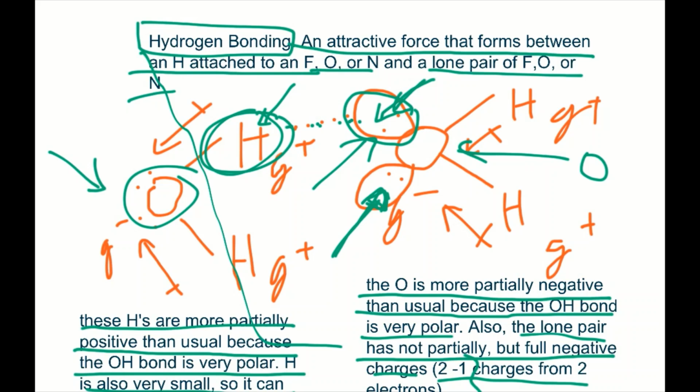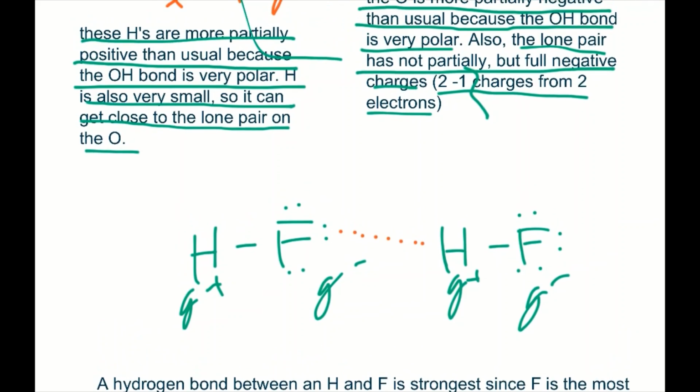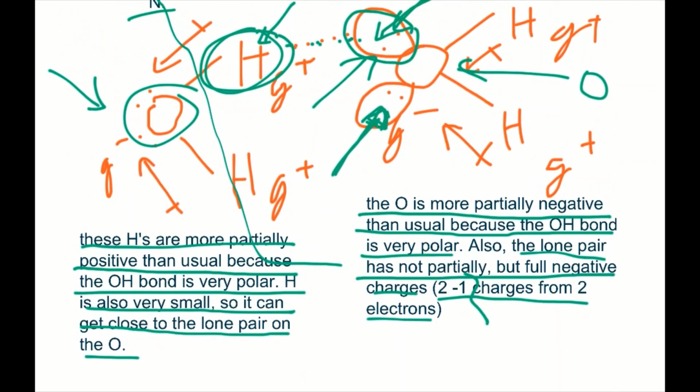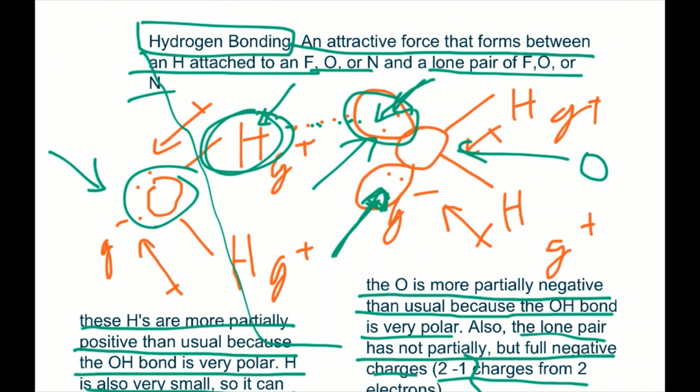the magnitude of the negative charge is quite high, especially for something like a lone pair, which has literally 2 electrons in them. So let's draw these hydrogen bonds, and we drew one for water where the H is attracted to the lone pair of the O.